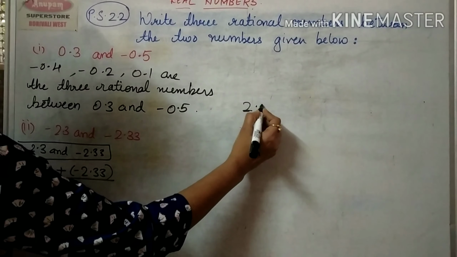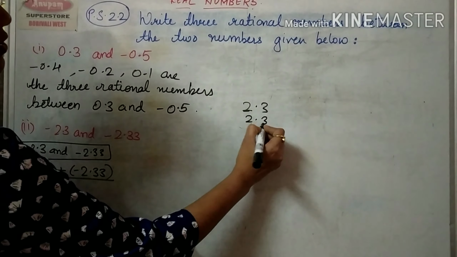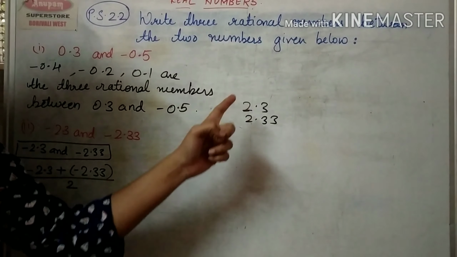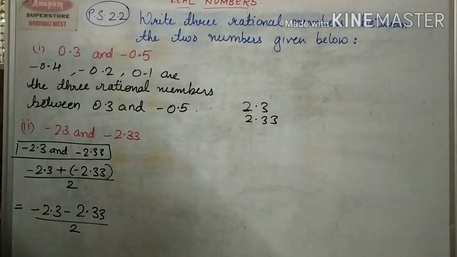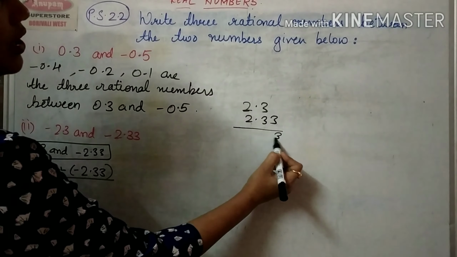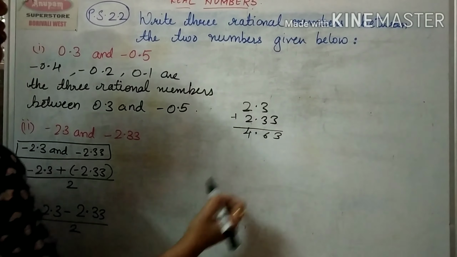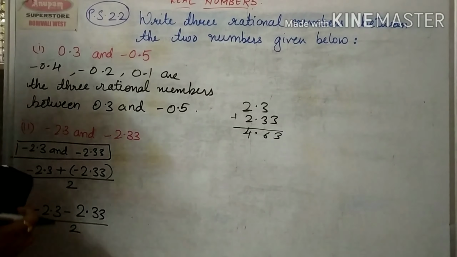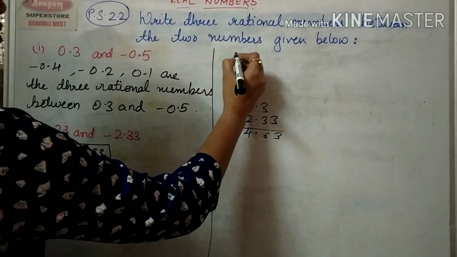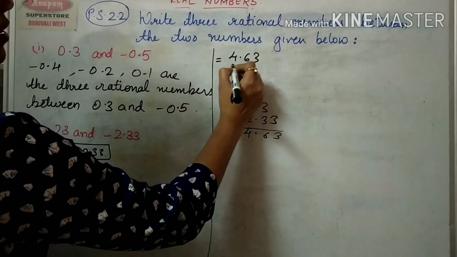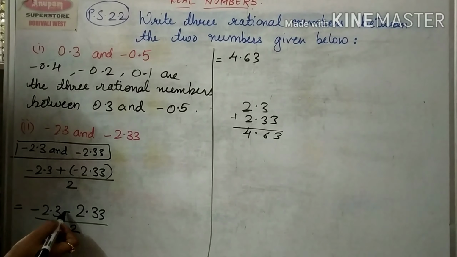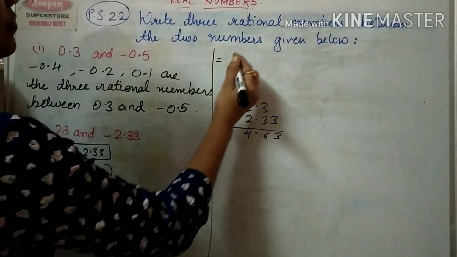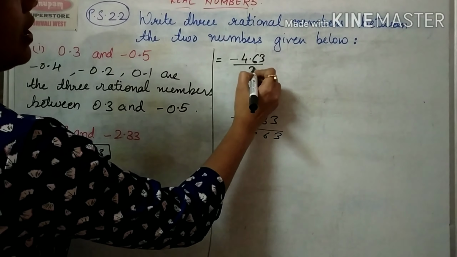So I'll have to add 2.3 and 2.33. Whenever you add or subtract two decimal numbers, see that the two decimal points are exactly below each other. Okay, so when I do this, 3 plus 3 is 6, 2 plus 2, 4. So now let me write this answer. 4.63. Also, I'll take the sign of the bigger number, which is minus. So minus 4.63. Minus 4.63 divided by 2.